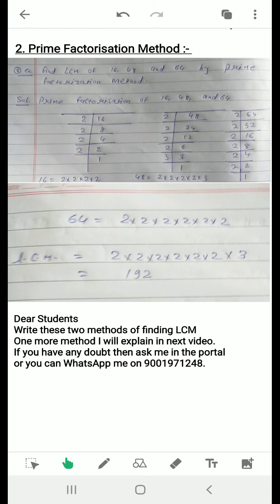So dear students, write these two methods of finding LCM along with the examples. Examples also you have to write. Okay. One more method is there that I will explain in my next video. That method is very, very important. So wait for the next video.